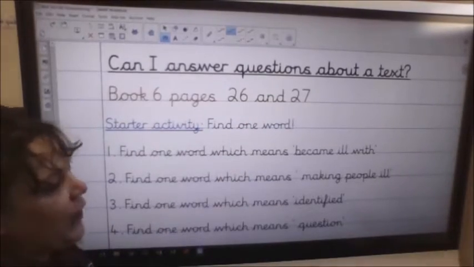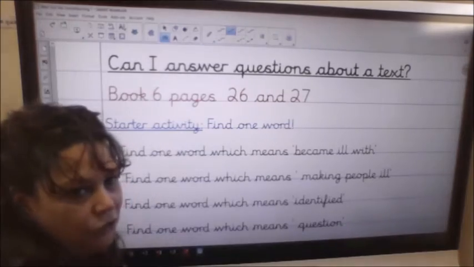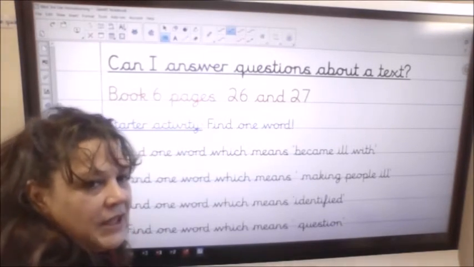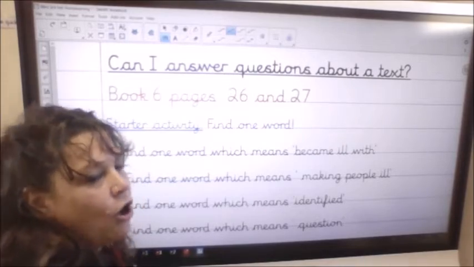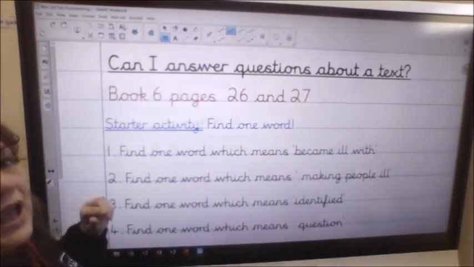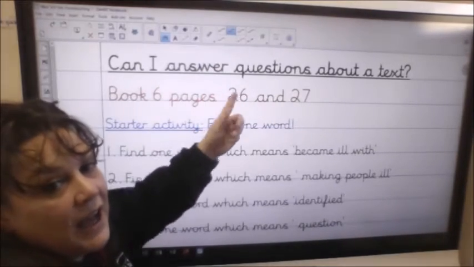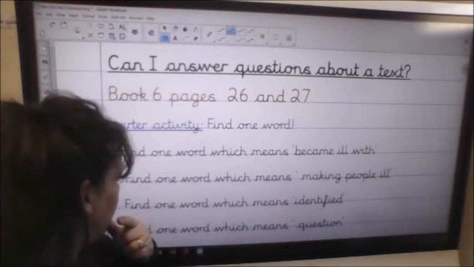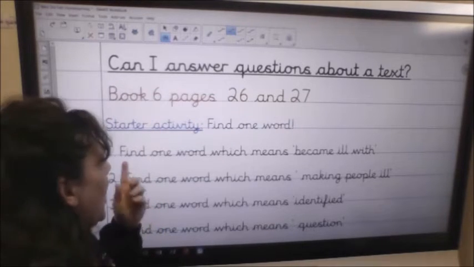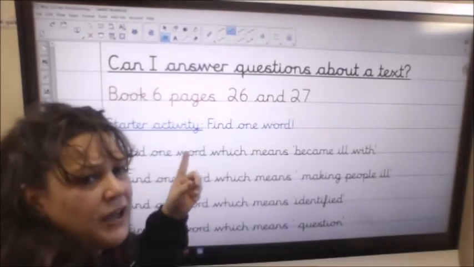Well, hopefully we have got some fantastic spelling and beautiful handwriting. And now we're going to be thinking about our word work, and our reading and comprehension. So, the learning question today is, can I answer questions about a text? We're going to be looking at pages 26 and 27. And we've got a starter activity where we're going to be finding one word.